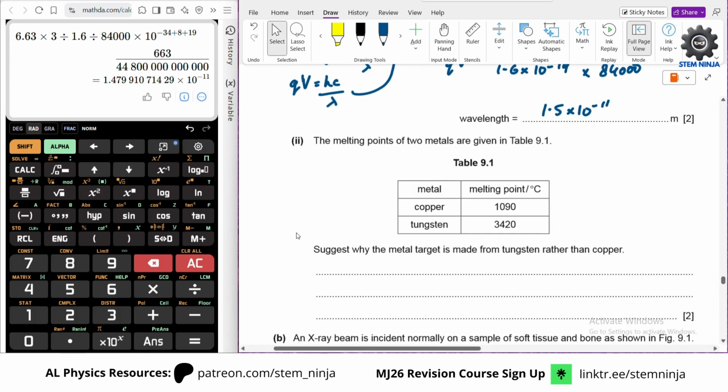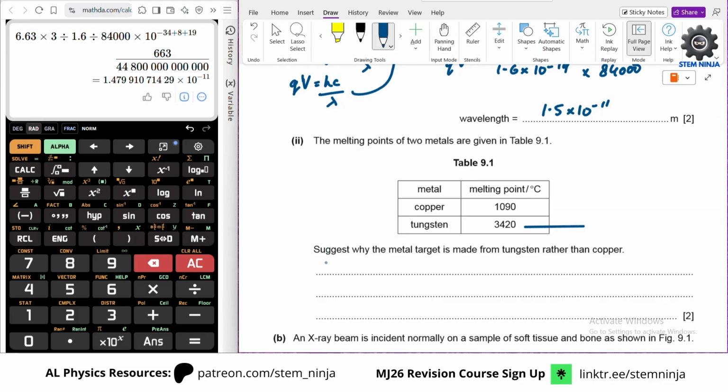Okay. The melting points of two metals are given in table 9.1. Suggest why the metal target is made from tungsten rather than copper. Okay, so first off, we can already see that tungsten has a higher melting point, and not all the electrons' energies are converted into photons, X-ray photons. Some of the energy is lost into thermal energy at the target also.